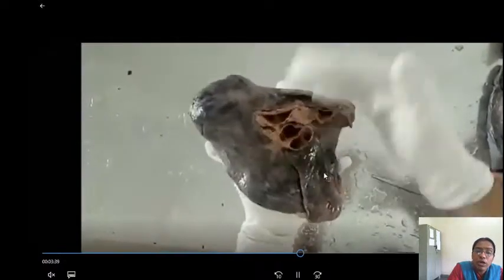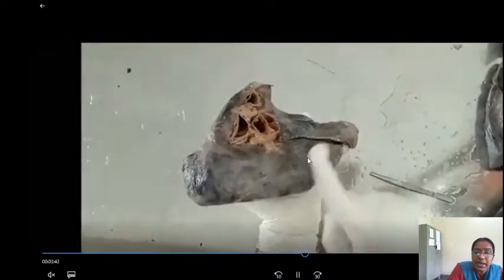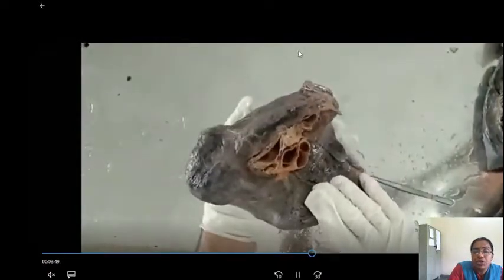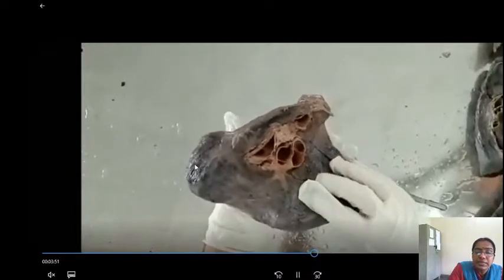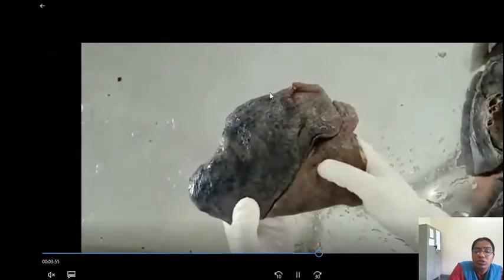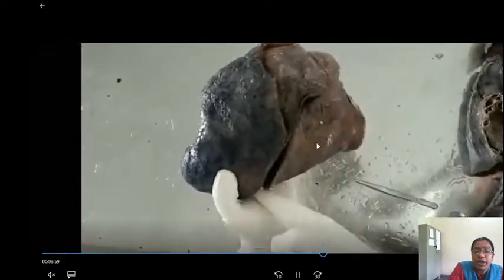Now coming to the borders, the anterior border faces anteriorly, and this is the posterior border. So when you are seeing it, this is the apex, base, anterior border, and posterior border. So this is the right lung. This is the anatomical position of the right lung.